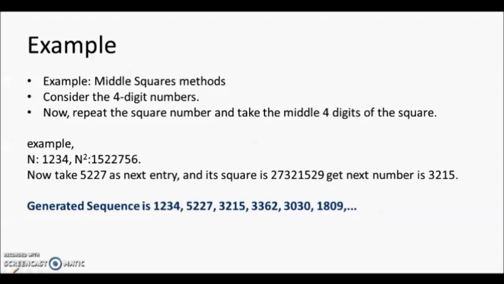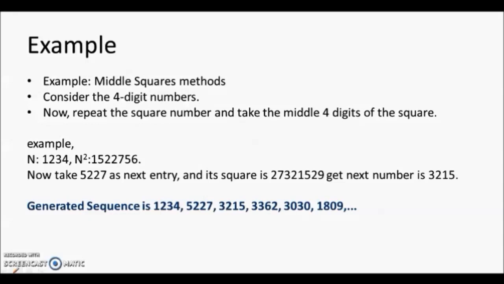For example, begin with the number 1234. The square of this number is 1522756. Take the whole square number's middle digits, which here is 5227, as the next entry. Square 5227 and its square is 27321529. The next number is 3215.